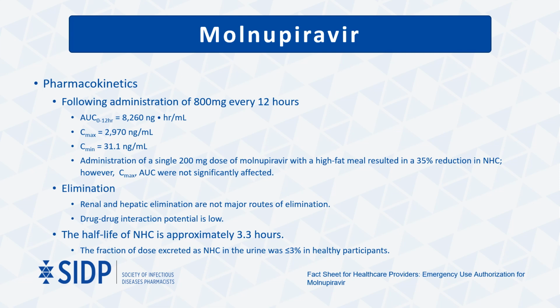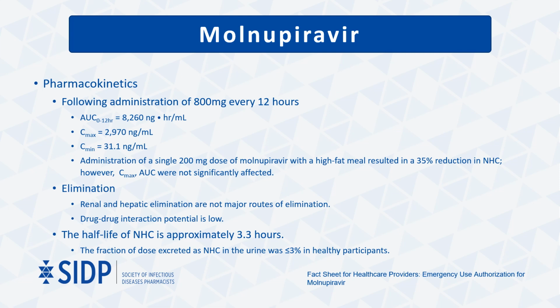Regarding the pharmacokinetics of Molnupiravir, following administration of 800 milligrams every 12 hours, the area under the curve from 0 to 12 hours is roughly 8,260 nanogram-hours per milliliter. The Cmax is about 3,000 nanograms per milliliter, and the Cmin is about 31.